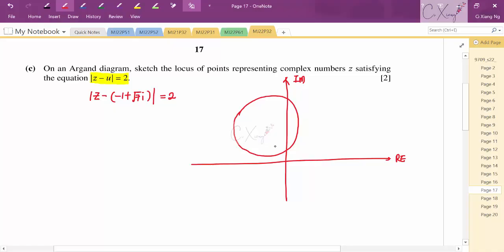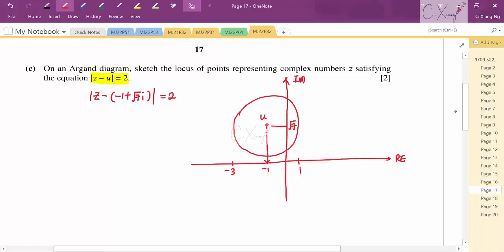Okay, let's assume that this is a circle, and actually your center is here, where this is negative 1 and this is square root 7. The radius here is 2. So if this is negative 1, this one will be negative 3 and this one is at 1. Generally, this is the Argand diagram that you should have, and this is u.